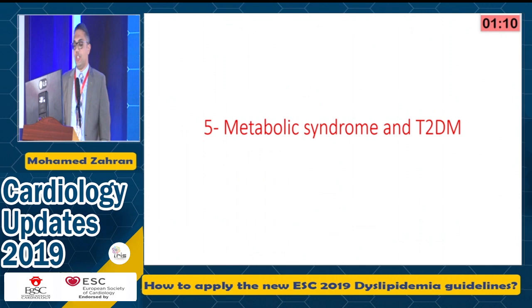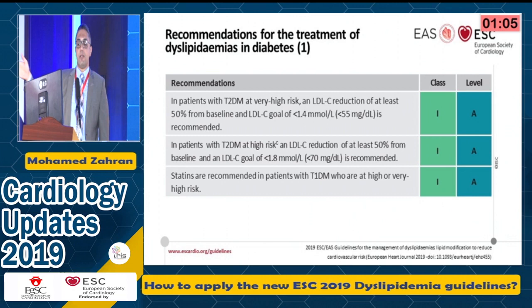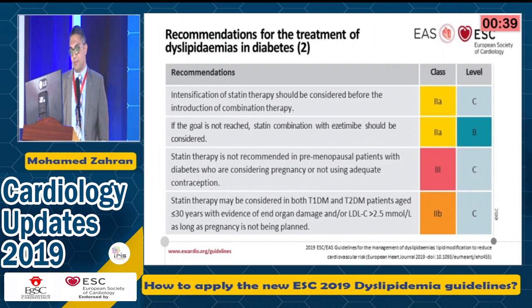For metabolic syndrome and diabetes, 50% reduction from the baseline, and the target is less than 55 with type 2 diabetes and very high risk. If type 2 diabetes and high risk, not very high risk, the target is 70. And statins are recommended in patients with type 1 diabetes who are at high or very high risk. So both type 1 and type 2 diabetes are receiving statins. If the goal is not reached with statins, you add ezetimibe. If the goal is not reached with ezetimibe, you can follow the same as previously.